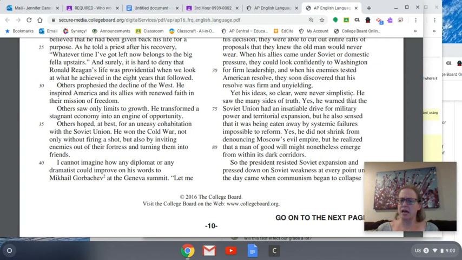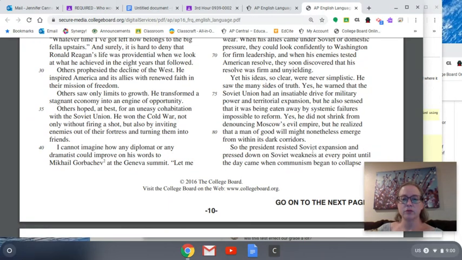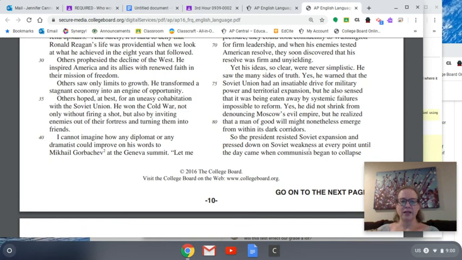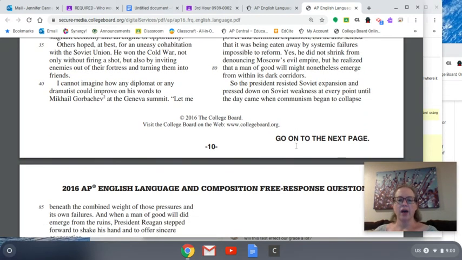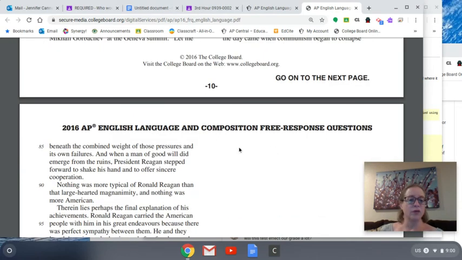Yes, he did not shrink from denouncing Moscow's evil empire. I already have evil empire. But he realized that a man of goodwill might nonetheless emerge from within its dark corridors. So the president resisted Soviet expansion and pressed down on Soviet weakness at every point until the day came when communism began to collapse beneath the combined weight of those pressures and its own failure. And when a man of goodwill did emerge from the ruins, President Reagan stepped forward to shake his hand and offer sincere cooperation.